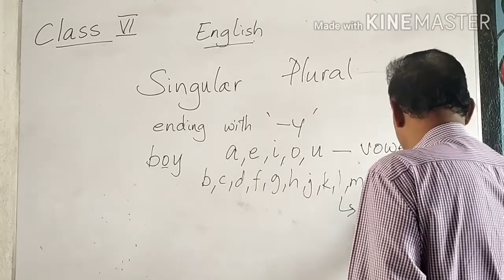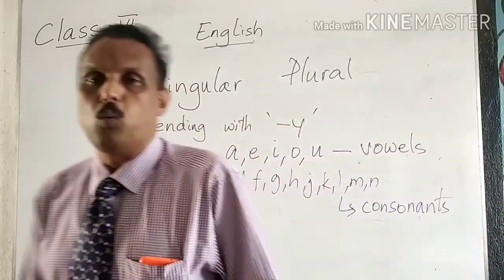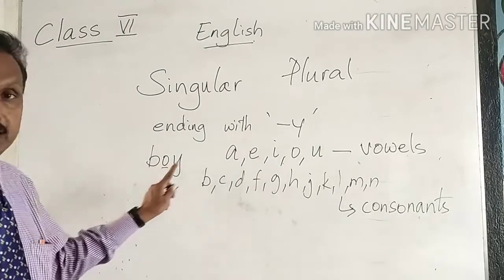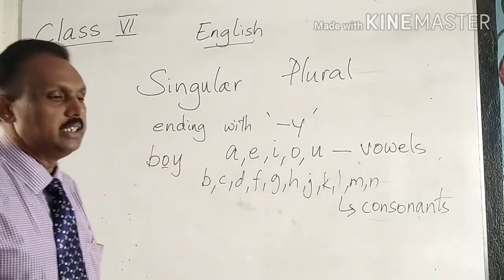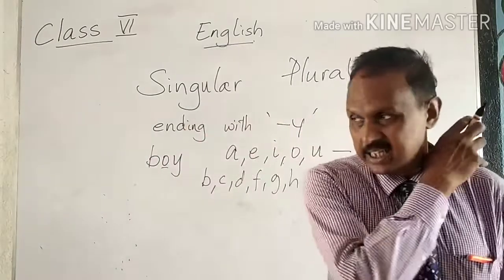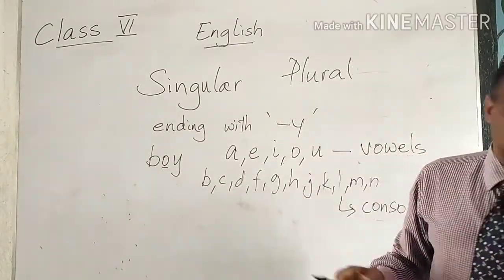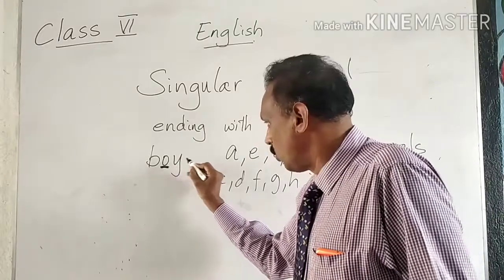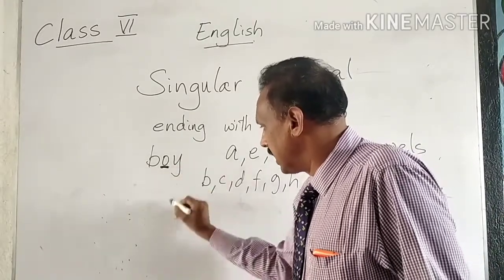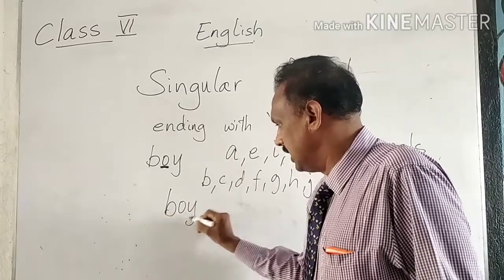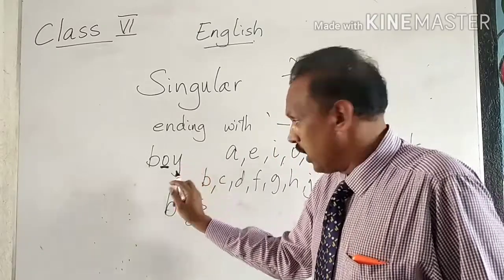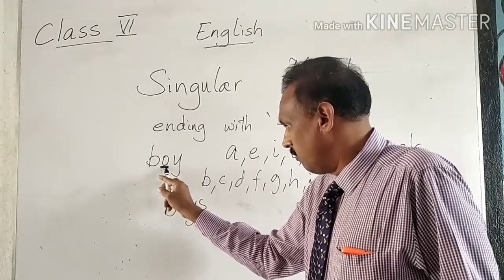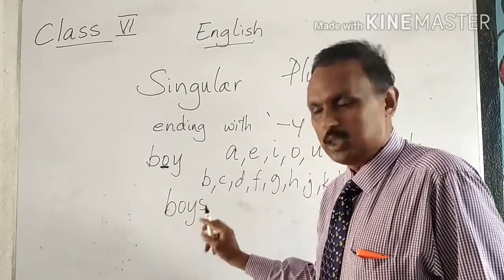So for a noun that ends with Y, what do you see? You see whether the preceding letter, the letter which comes before Y, is a vowel or a consonant. For example, here it is a vowel. If it is a vowel, then you just add S. B-O-Y, boy. Since it ends with Y, you have to see the preceding letter. It is a vowel, and so we write boys.